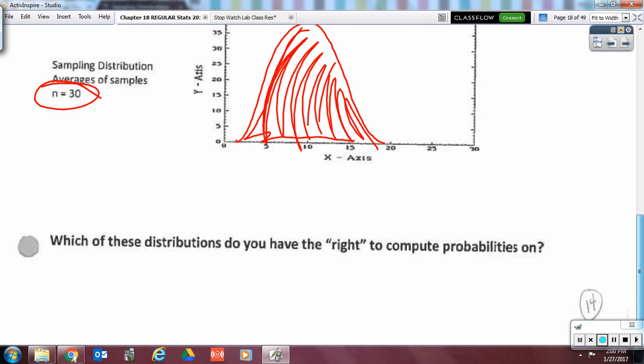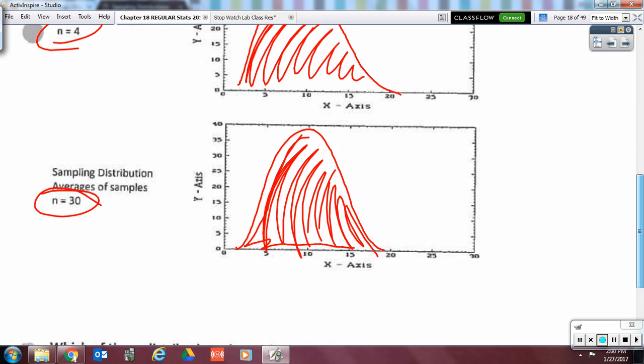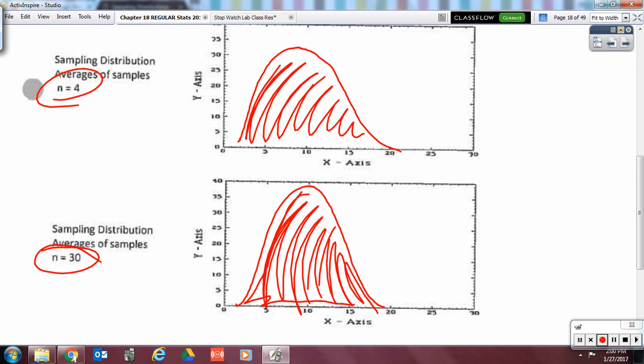Very good. This is a good question here. Which of these do you have the right to compute probabilities on? Only the bottom one. Why only the bottom one? Because what's the shape of the bottom one? Because it's normal. We can do z-scores and we can do norm CDF, and we know the function of it.